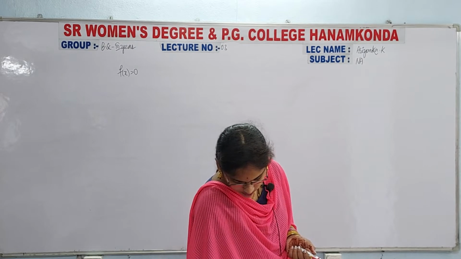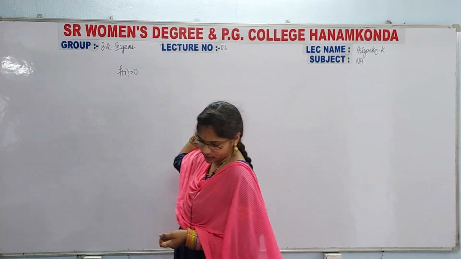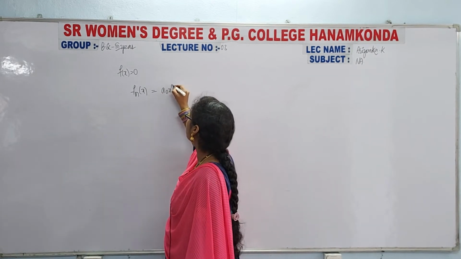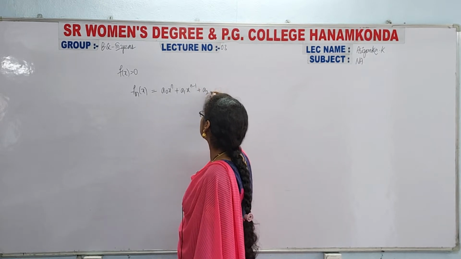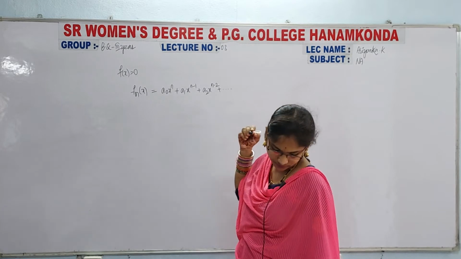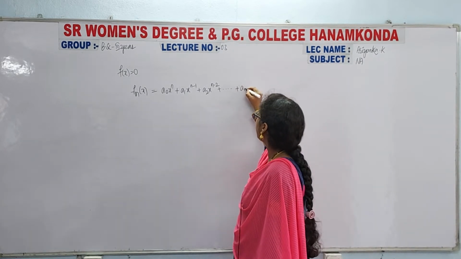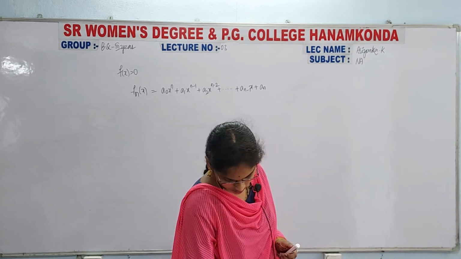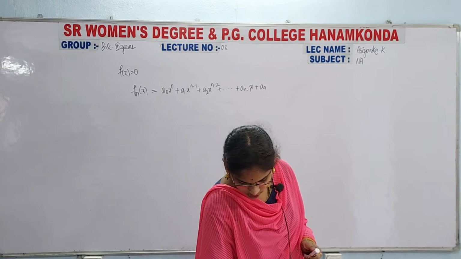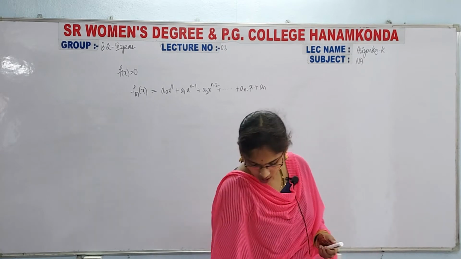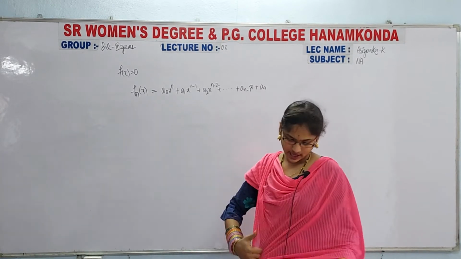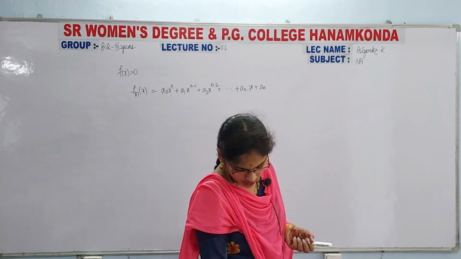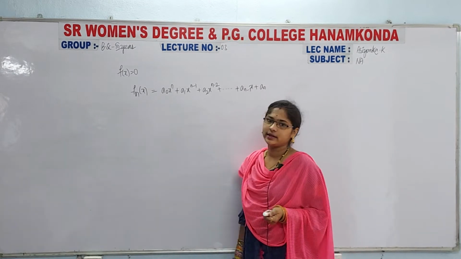Now write down the algebraic function of the form f_n(x) = a_0 x^n + a_1 x^(n-1) + a_2 x^(n-2) + and so on + a_(n-1) x + a_n. This is called a polynomial, and we discuss some special methods for determining their roots.